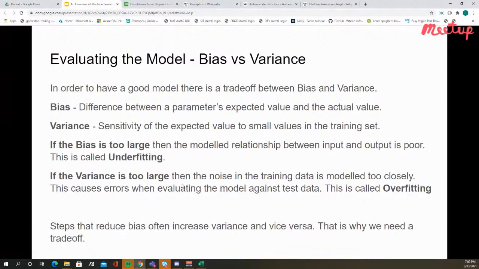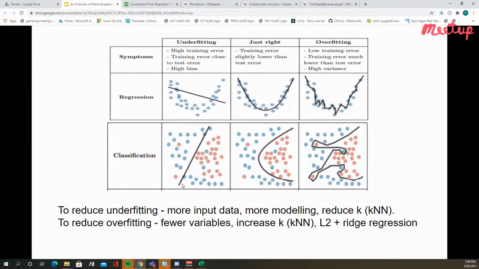If the bias is too large and the model relationship between input and output is very poor, this is called underfitting. And if the variance is too large, then the noise in the training set is too prominent in your model, and therefore it may perform poorly against the test set. This is called overfitting. You want to balance between the two because sometimes reducing bias increases variance and vice versa. So you have to make a judgment about what's a suitable model, what area you're going to tolerate.